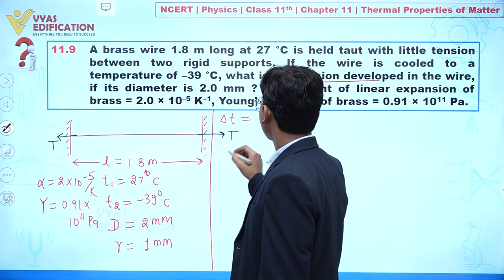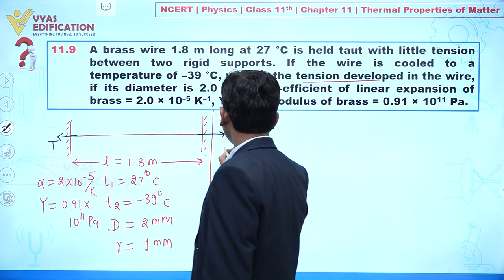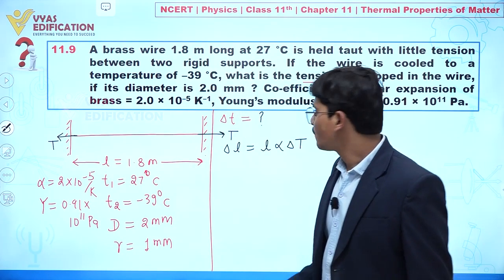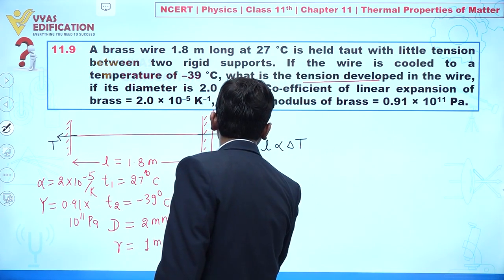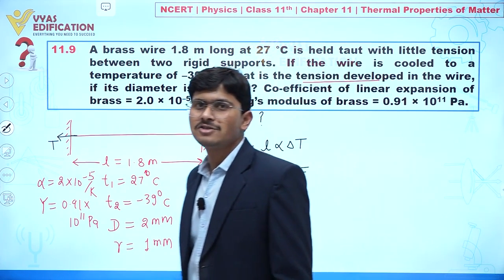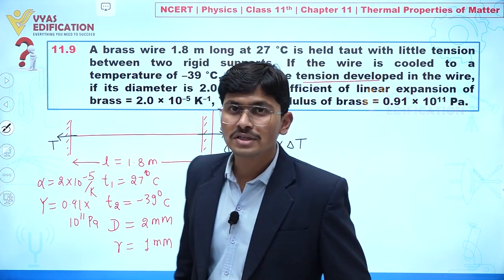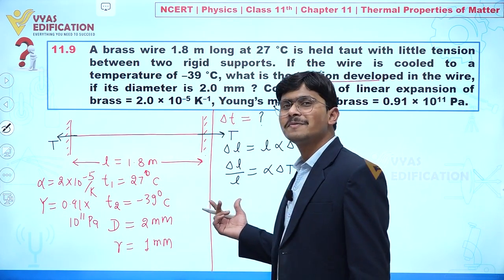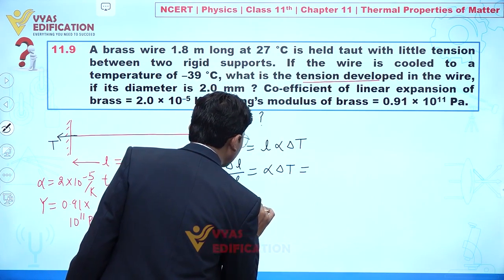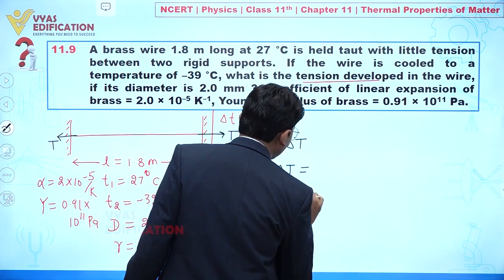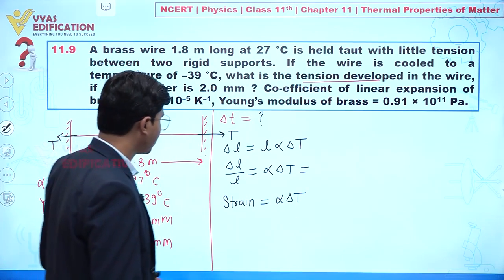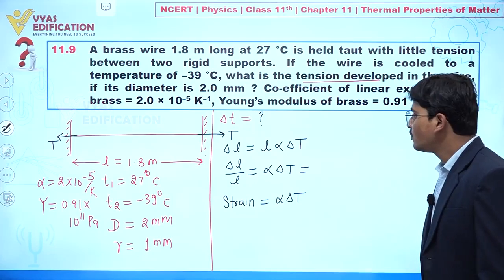We know one relation, delta L is equal to L alpha delta T, clear? So from here we can write delta L by L is equal to alpha delta T. Now you know this delta L by L is the change in length upon original length, clear? It means this is strain. So the strain value is given by alpha delta T, clear to everyone?